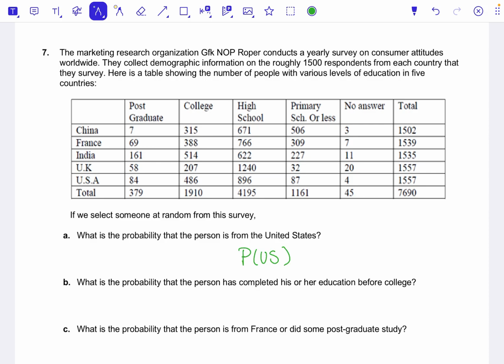In this case, I would go all the way over to my total U.S. column. That's 1,557 out of that 7,690 on this table, which is 20.2%.